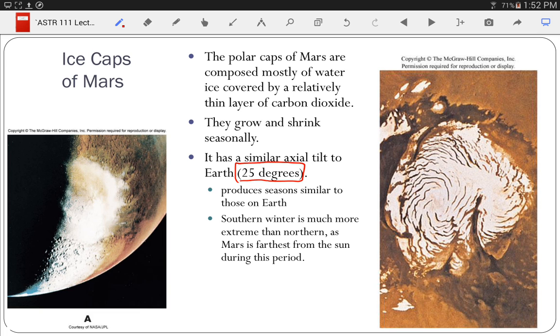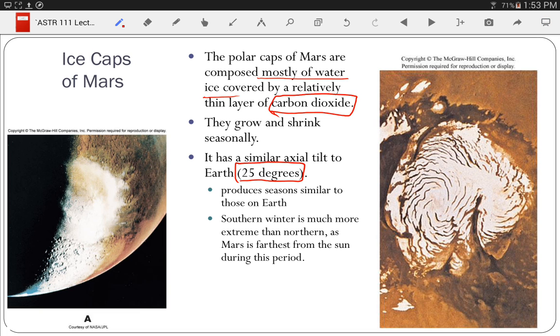But of course, Mars is special. It doesn't have the water we have, so its polar caps are largely carbon dioxide covered. Now, notice here it says composed mostly of water ice covered by carbon dioxide. What do we call carbon dioxide ice on Earth? We call it dry ice. So the cover of those polar caps is dry ice.